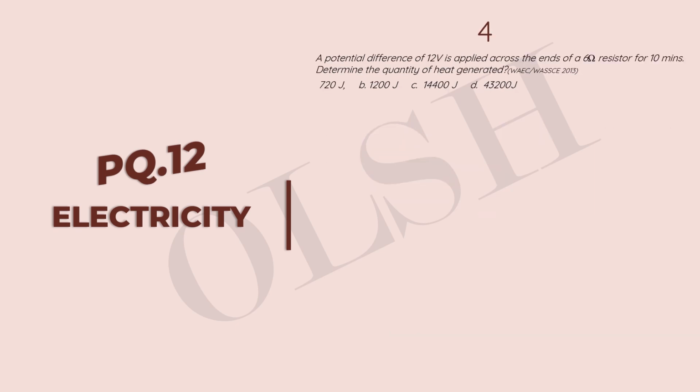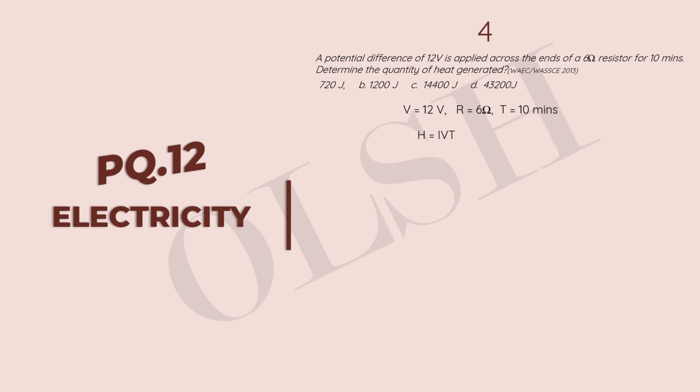Number 4, a potential difference of 12 volts is applied across the ends of a 6 ohm resistor for 10 minutes. Determine the quantity of heat generated. Okay, let's list out our parameters. We have voltage to be 12 volts, resistance to be 6 ohms, and time to be 10 minutes. So if we look at this carefully, we can use the formula H equals IVT, because you're looking for the heat this circuit generated.